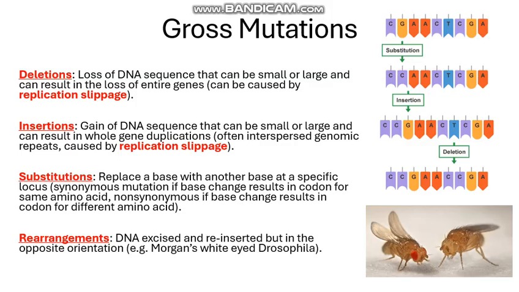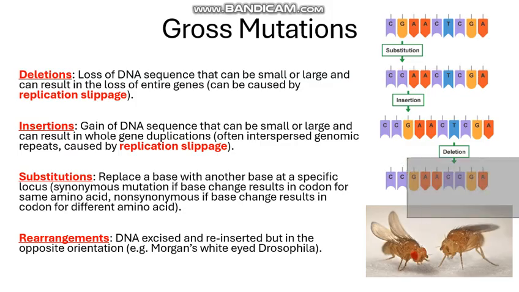So it's going a bit more into depth on the genetic side of things. The genome is obviously disposed to mutations which alter the genome, alter the nucleotides, and there are many different kinds of mutations that can occur, the first of which are deletions, which are caused by a loss of DNA in the genome that can be either small or large and can result in the loss of entire genes, caused by a process called replication slippage.